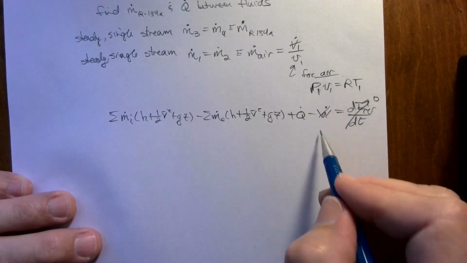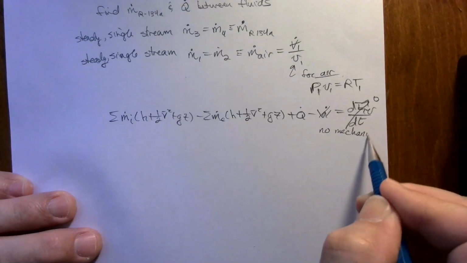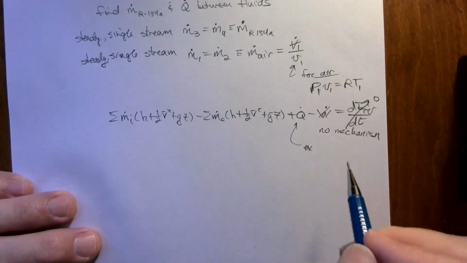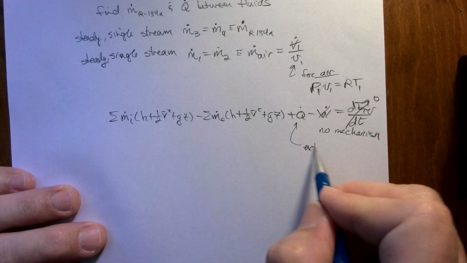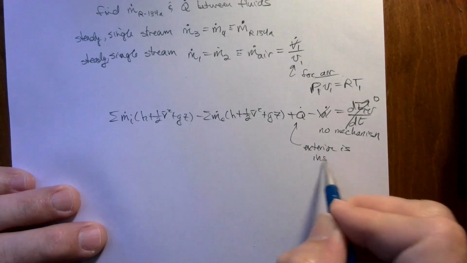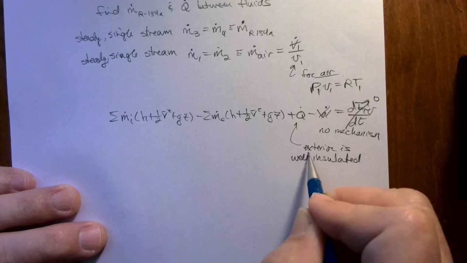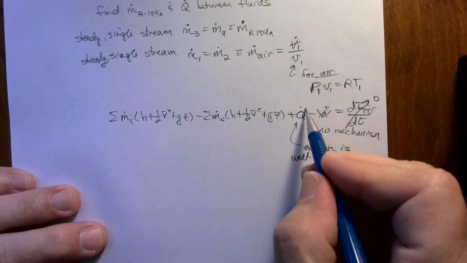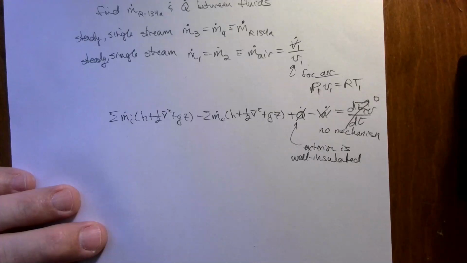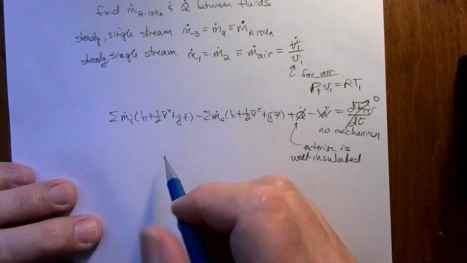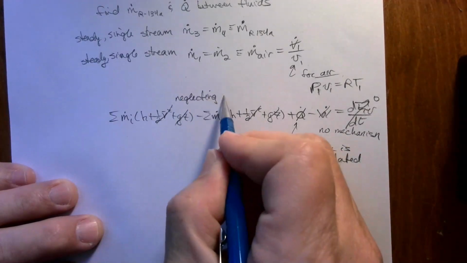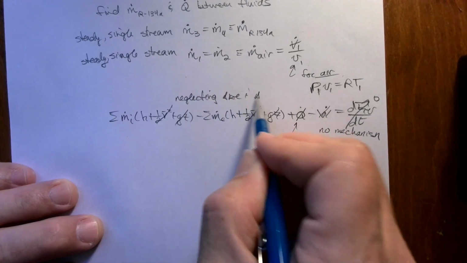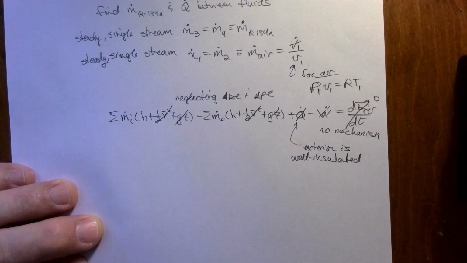There is no mechanism for any work, and we're considering an energy balance of the entire unit, right? So the exterior is insulated. Let's put well insulated. Alright, so that's gone. All the heat transfer is internal in this problem. Let's neglect kinetic and potential energy for this heat exchanger. Neglecting delta kinetic energy and delta potential energy.